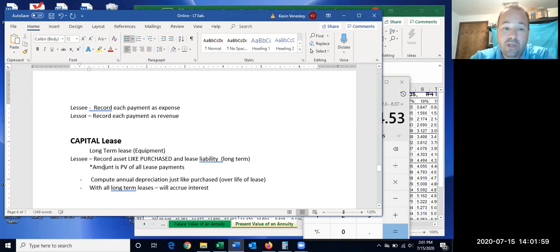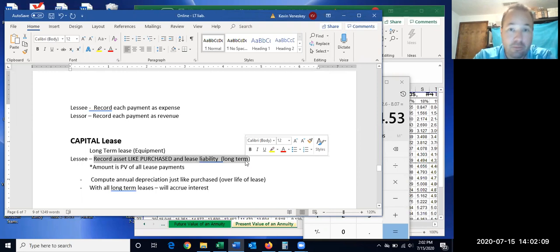So when you have a capital lease, you have to treat the situation differently. First, you actually record it like you bought it. You debit equipment and you credit this payable account, this liability account, the lease liability.